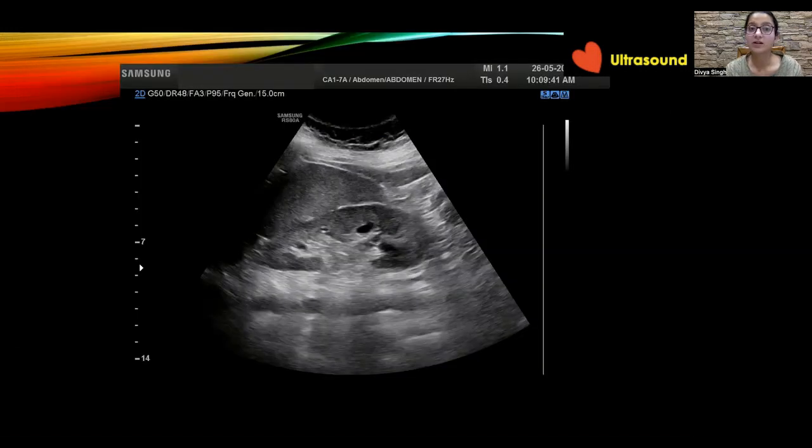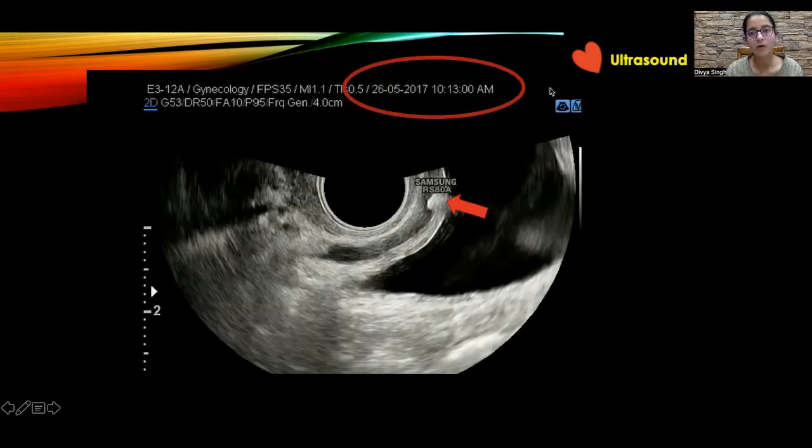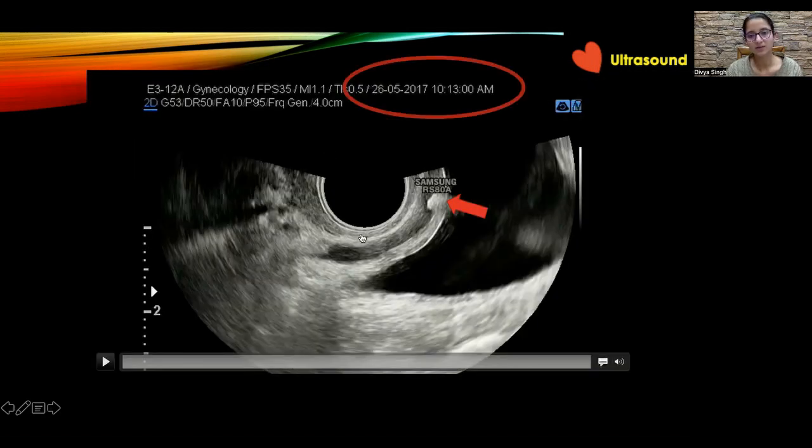So, what is the utility of identifying the pelvic segment of the ureter? Now, this was a patient who presented with lower pelvic pain, and on transabdominal sonography, the kidneys appeared fine. However, she could not fill her bladder well because of the excruciating pain. And since there was a suspicion of ureteric calculi, we went in transvaginally. So, you can see this was done at 10:09 a.m. and 4 minutes down the line, I went in transvaginally.